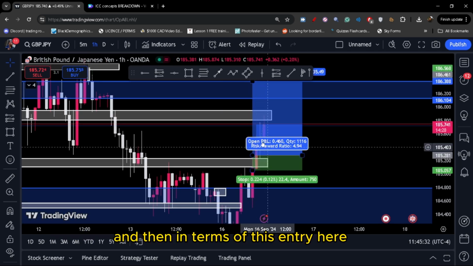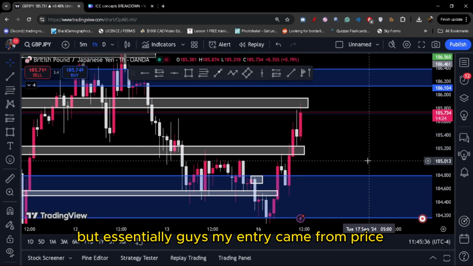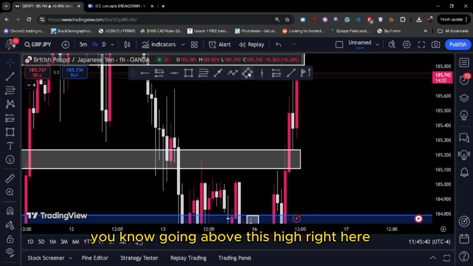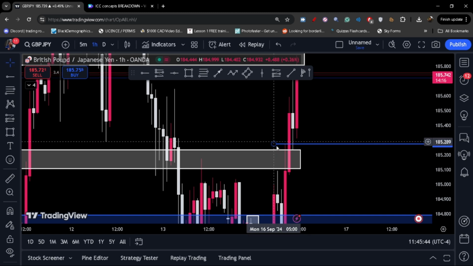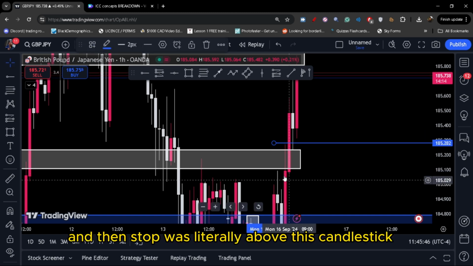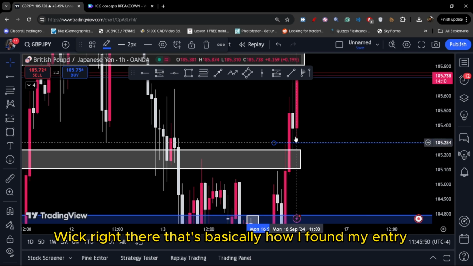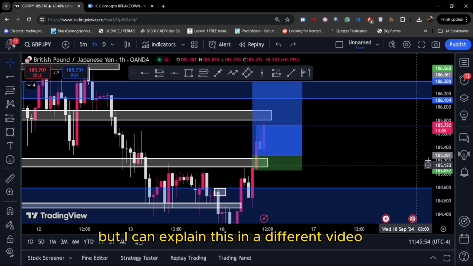And then in terms of this entry here, I can break this entry down in a different video, but essentially guys, my entry came from price going above this high right here. Boom, this high right here, as you can see. And then stop loss is literally above this candlestick wick right there. That's basically how I found my entry, but I can explain this in a different video.